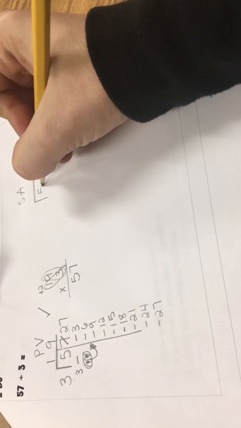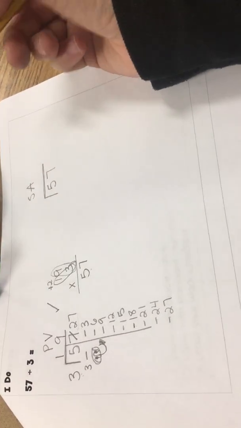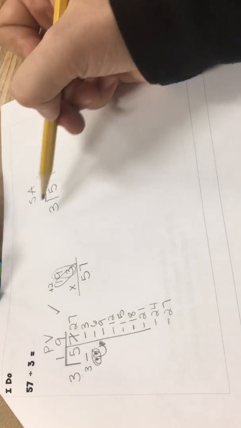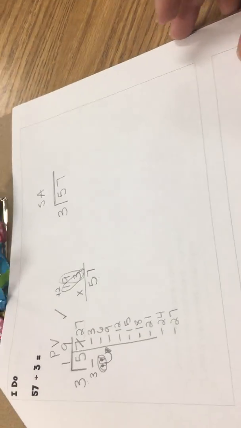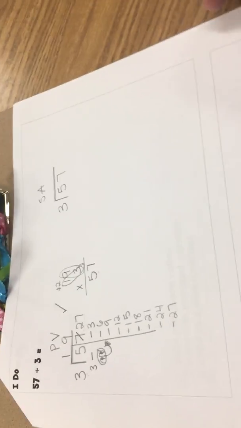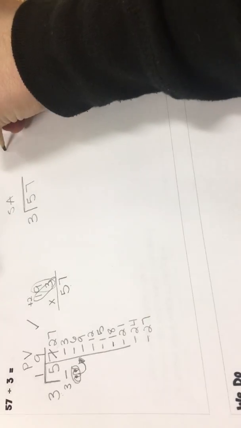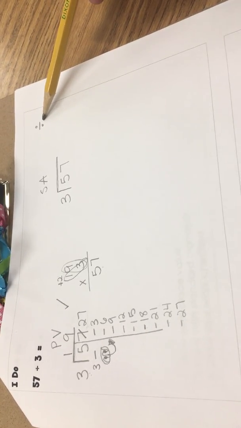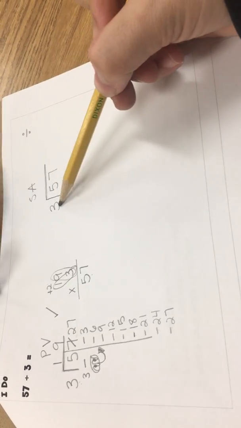I have my total in the box, and then I have my 3 on the outside because that's what I'm dividing by. So with standard algorithm comes a few steps. The first step you want to do is to actually divide. So I'm going to write the division symbol up here at the top so that I can keep track. I'm going to divide 3 into 5.